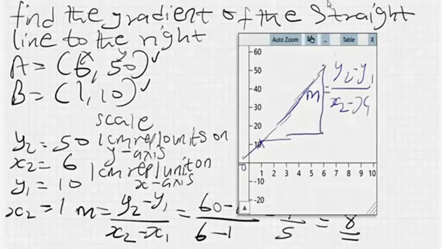So these are x2, and these are x1. This is y2, 50, and this 10 here is y1. This is basically how you can get the gradient or slope of a graph, using the graph to illustrate it.